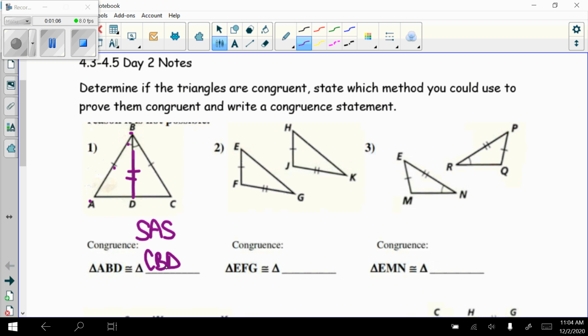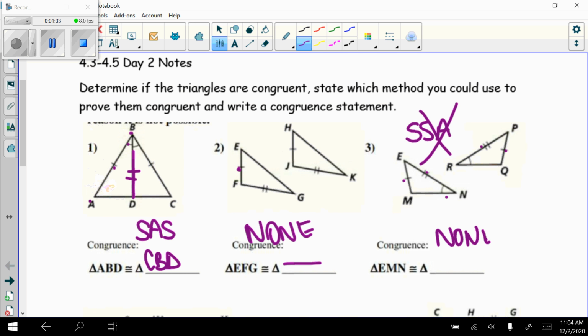Number two, all I have are two pieces of information, two sides. Remember, I have to have three pieces of information, so this is no, none on the congruence. If there's no congruence, I cannot write a statement. Number three, what do I have? I have a side, an angle. I have a side, an angle. So this is an SSA. Ooh, that's a donkey. That's not allowed. So again, none.